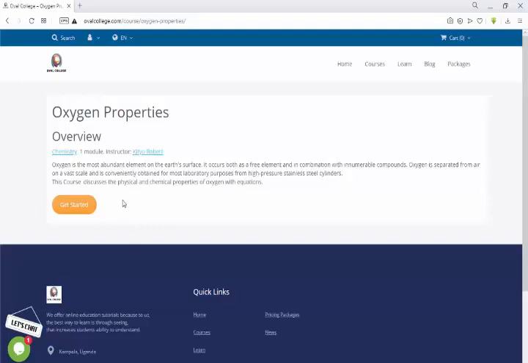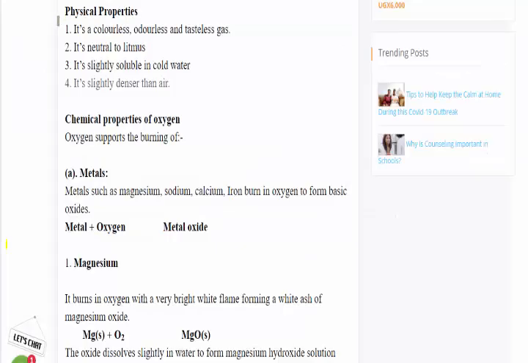In this course, if you don't have an account or you are not registered, please log in with your username and password to access this course. So let's get started. In the previous tutorial, we studied about oxygen and its preparation. Today, let's continue further to investigate the physical and chemical properties of oxygen. So let's start with the physical properties.